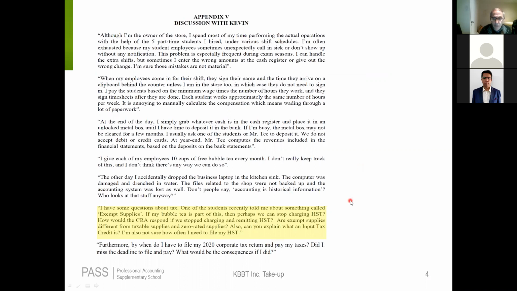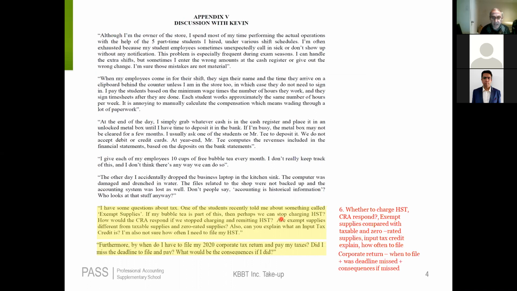So here what they're doing is they're just testing basic compliance when it comes to HST. This is a sort of required, you either know it or you don't. Good case writing skills are not going to really help you very much for this required because it's very technical. You either know it or you don't. In the final paragraph, there's a compliance issue around corporate tax. Furthermore, by when do I have to file my 2020 corporate tax return and pay my taxes? Did I miss the deadline to file and pay? What would be the consequence if I did?